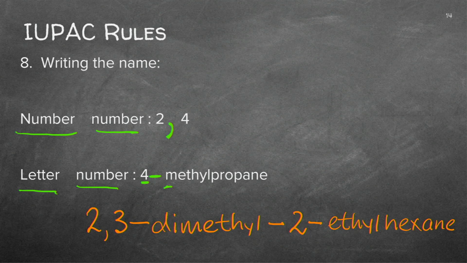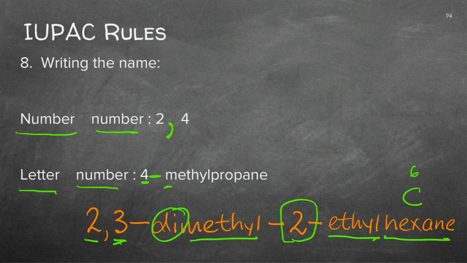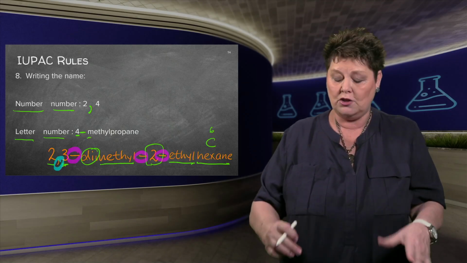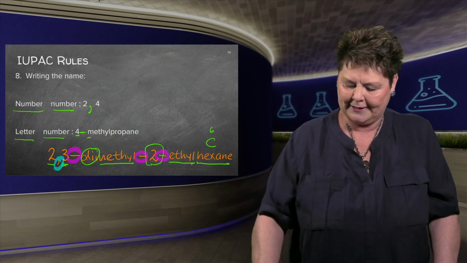Have a look. It's a hexane, so it's 6 carbons. It's got on the second an ethyl. It's got on the second and the third methyl groups. You've got to group them together. Between the letters and the numbers, you've got, can you see there, a dash, and a dash. And between the numbers, I've got a comma. They are very, very strict that you do it the way IUPAC does it.